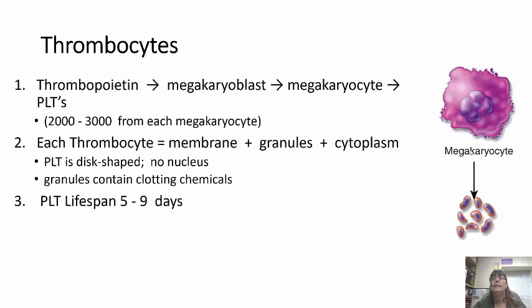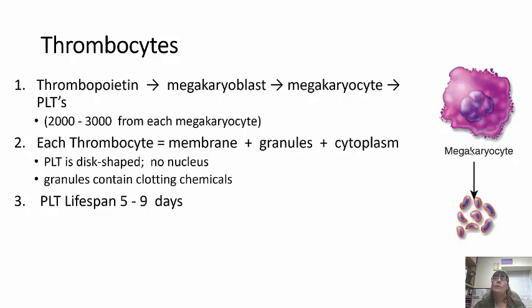Thrombocytes are platelets. They're actually fragments of the megakaryocyte membrane. So thrombopoietin is the hormone that signals we need to release these megakaryoblasts, which will then mature into megakaryocytes. Megakaryocytes, the membrane is then going to start to fragment off, and those fragments are platelets. So each thrombocyte or platelet is the membrane plus the granules plus the cytoplasm. It's disc-shaped and it doesn't have a nucleus because it's just a fragment of the megakaryocyte membrane.